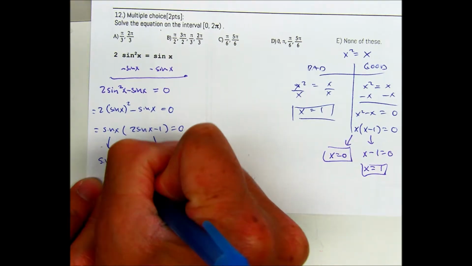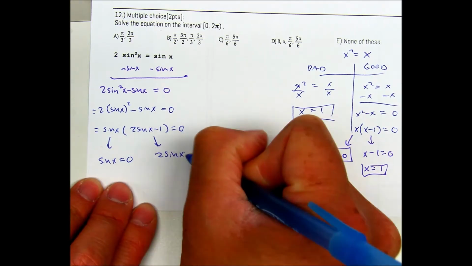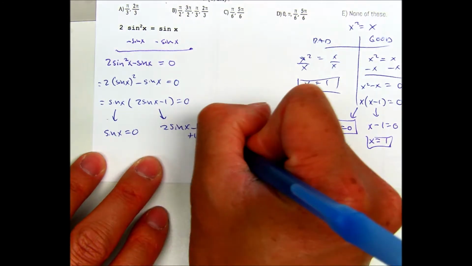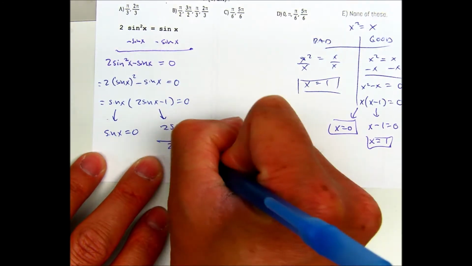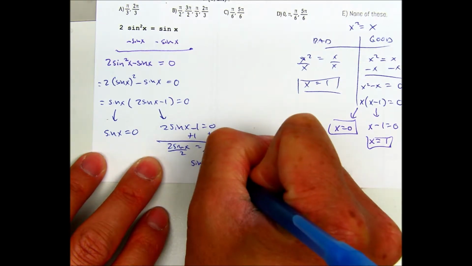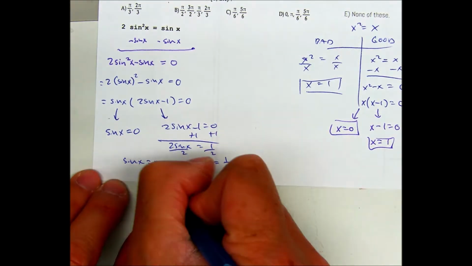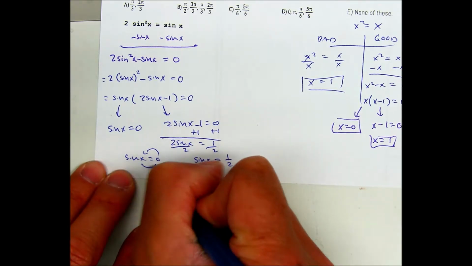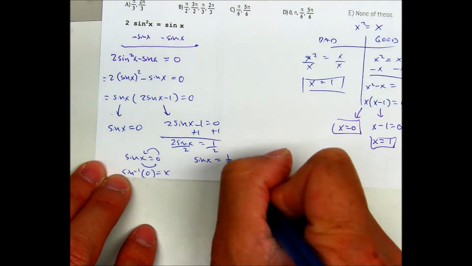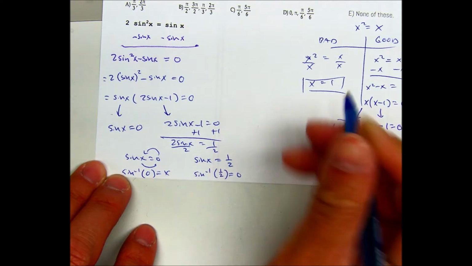Sine of x equals 0. 2 sine of x minus 1 equals 0. I'm going to add 1 here. 2 sine x equals 1, divided by 2. Sine of x equals 1/2, and sine of x equals 0. You can take the inverse there. So you get the inverse sine of 0 equals x, and the inverse sine of positive 1/2 equals x.